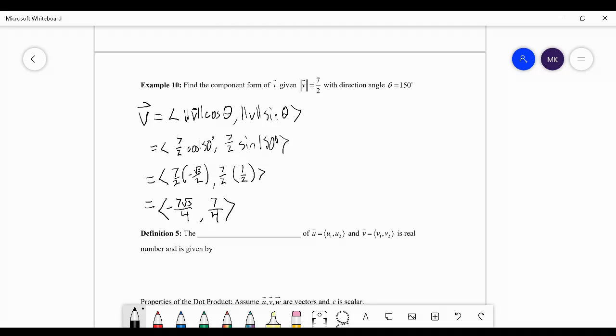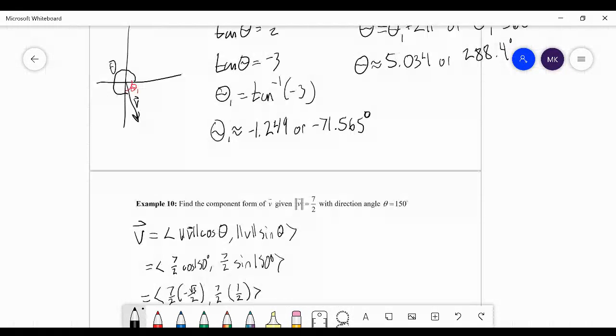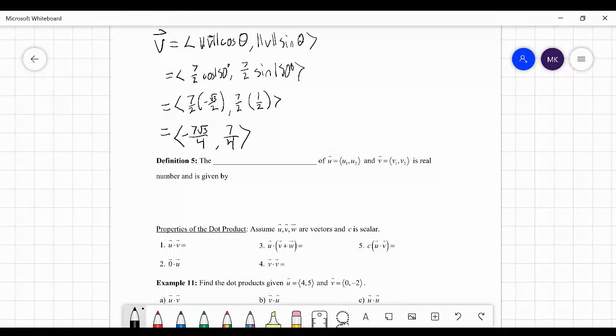So that is something that's really important. These ideas right up here, from this definition 4, would definitely be something you want to have on that quick sheet. That the x component, the a1, is magnitude of vector v times cosine of theta. A2, the y component, is magnitude of vector v times sine theta. And that theta is equal to the inverse tangent of v2 over v1, or a2 over a1, depending on what variables you're sticking with. So make sure you have that written down.